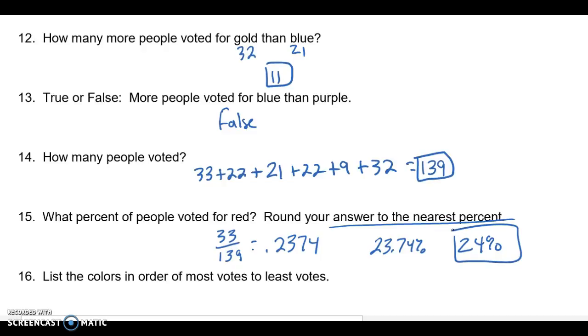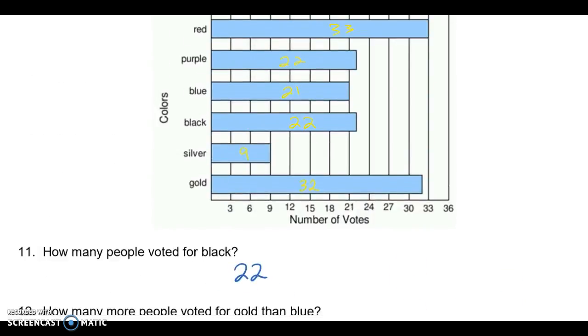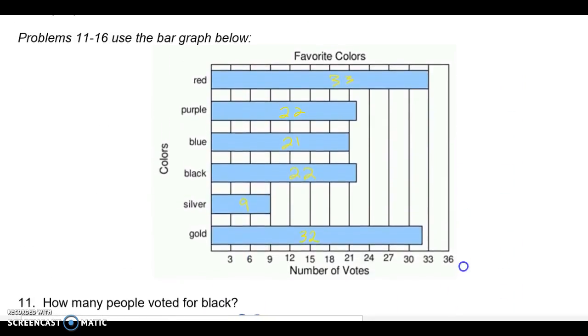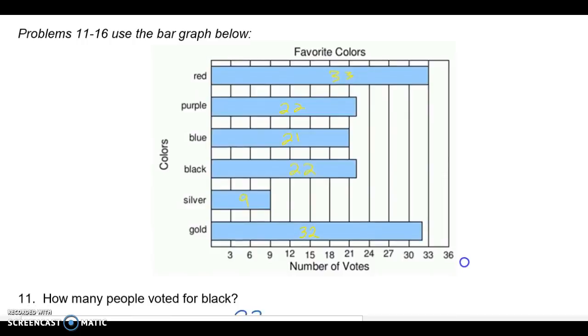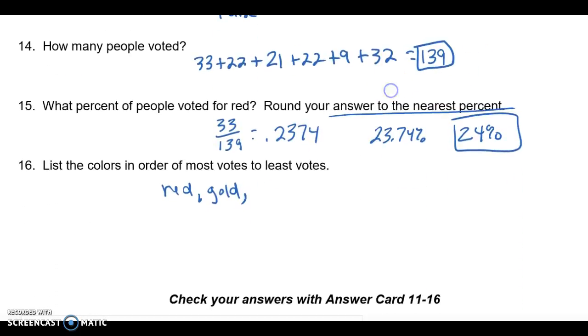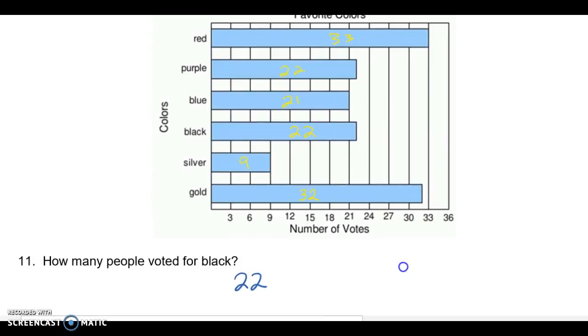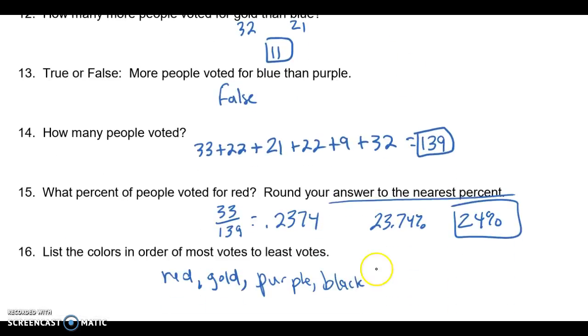And 16 says list the colors in order of most votes to least votes. So it looks like red is first, followed by gold. Now we're into the 20s. So purple and black are next. And then what do we have here? Blue, followed by silver.